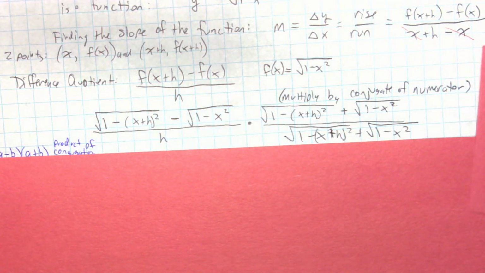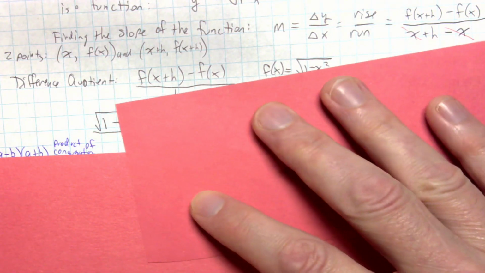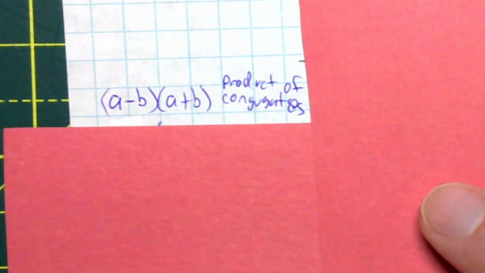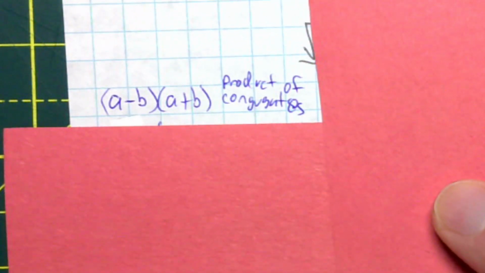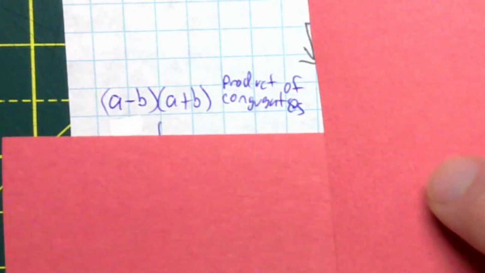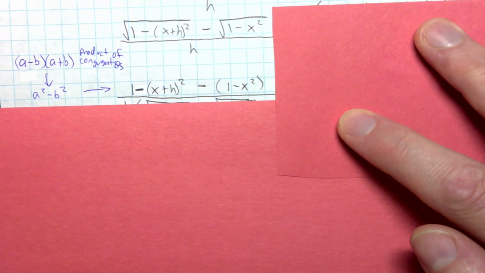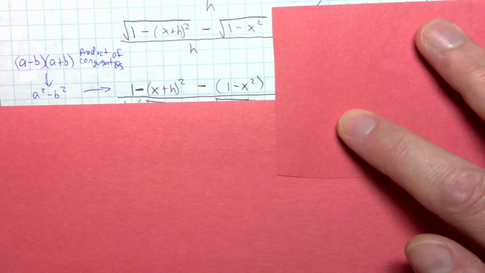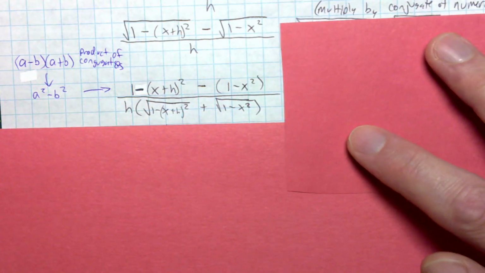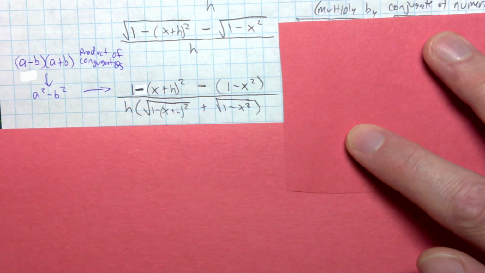We're multiplying the conjugate of the numerator, and it's a little trick. If you have a minus b and you multiply it by a plus b, the product of the conjugates gives us a squared minus b squared. So essentially the numerator is the difference of squares. The square root signs disappear. All right, and so there's our denominator. Again, h is now out front.